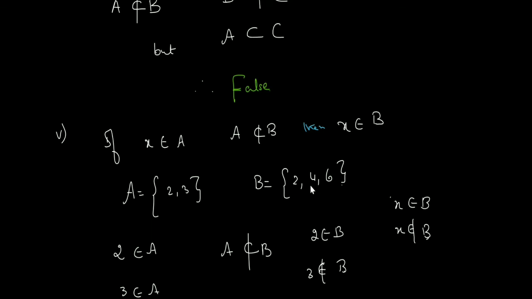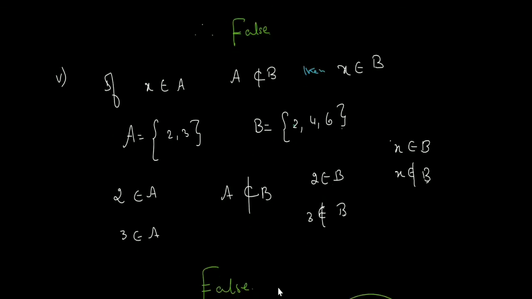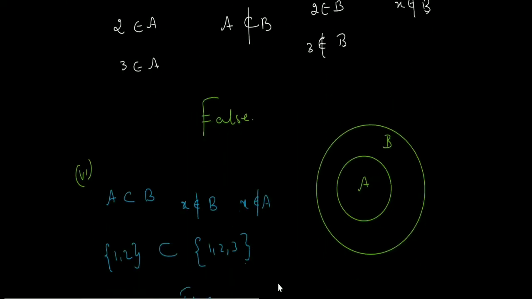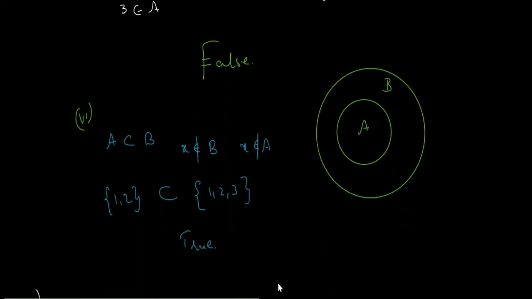So it should be true for all values. It is not true. For X is 2, it is true. For X is 3, it is not true. So the given statement is false. So this is false. Sixth one, A is a subset of B and X is not in B.